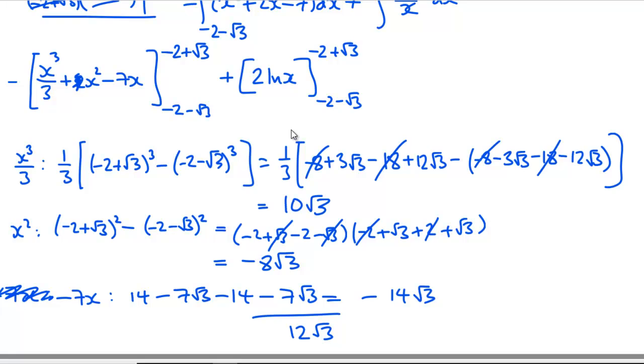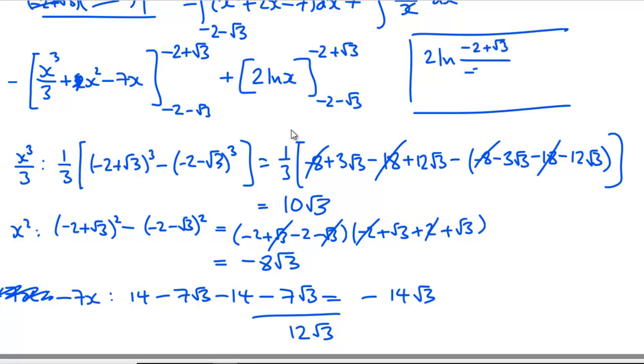Now we got to do the log one. So I'll squeeze the log one here. I'd like to go further down the page, but this is going to be quite short. We're going to have 2 log of minus 2 plus root 3 divided by minus 2 minus root 3. So when we rationalize the denominator, we're squaring the thing on the top, and we already know it gives 1 on the bottom. So that is going to be 2 log of minus 2 plus root 3 squared.